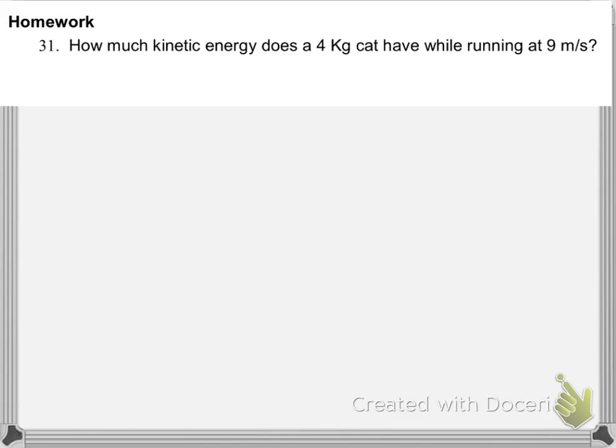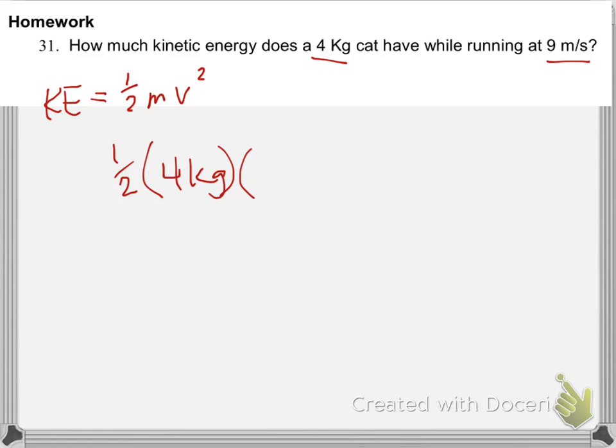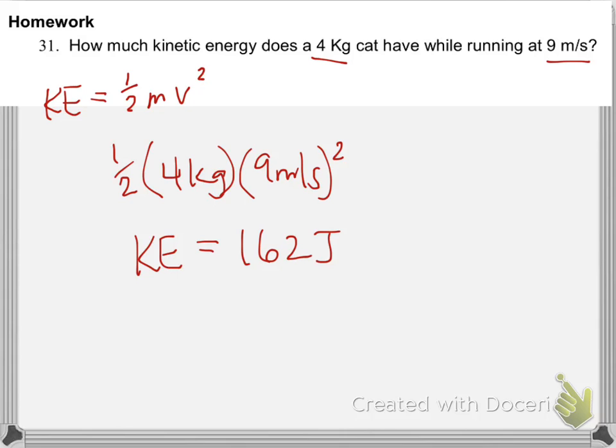Number 31. How much kinetic energy does a 4-kilogram cat have while running at 9 meters per second? So when we're talking about kinetic energy, we need to understand that our equation is half mass times velocity squared. So we have a mass and we have a velocity, so we can plug in and solve our equation. So we have half times 4 kilograms times 9 meters per second squared. So we find out that our kinetic energy is 162 joules.